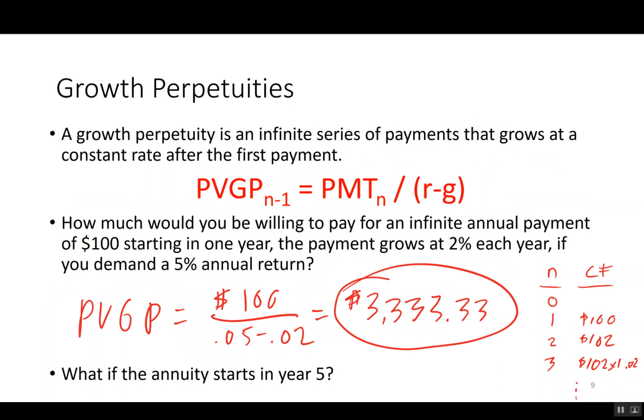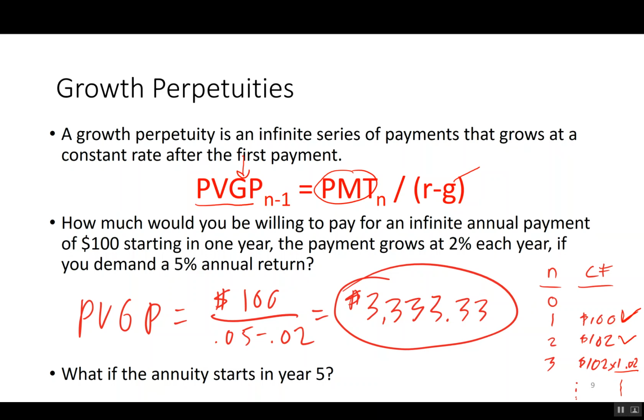One other perpetuity we're going to talk about is the present value of a growth perpetuity, the G right there. A growth perpetuity is a cash flow that starts out at some payment, say $100, but then grows at some rate. The actual cash flow grows at some rate, say 2%. So that means if the cash flow is 100, the cash flow in year 2 is 102, and the cash flow in year 3 is 104.04, and it keeps growing by 2% forever.